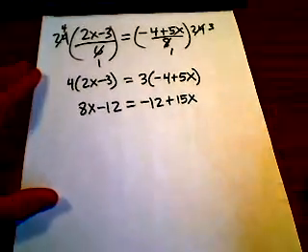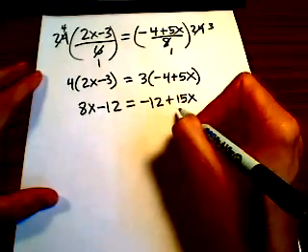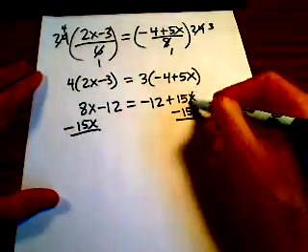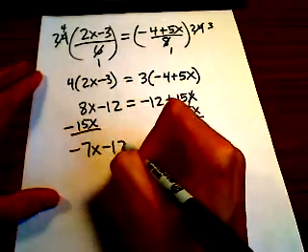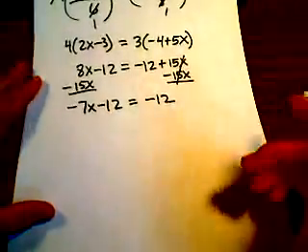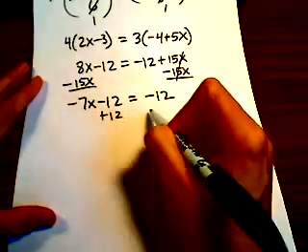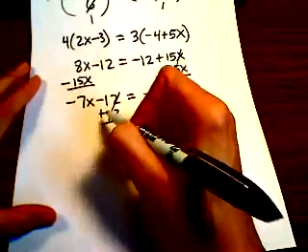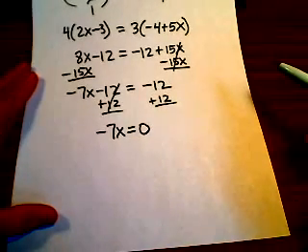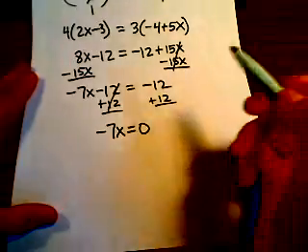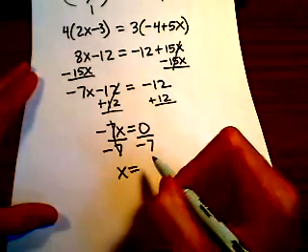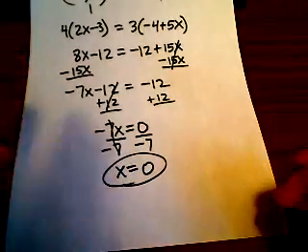Okay, and if we want to get our x's together, let's subtract 15x from both sides. So we have a negative 7x minus 12 equal to a negative 12. And then we want to isolate the x, so let's add 12 to both sides. Turns out in this particular example, negative 12 plus 12 is going to give us 0. So we have a negative 7x equals 0, and then if I divide by negative 7 here, 0 divided by a number is just going to be 0. So x equals 0 would be our other solution.